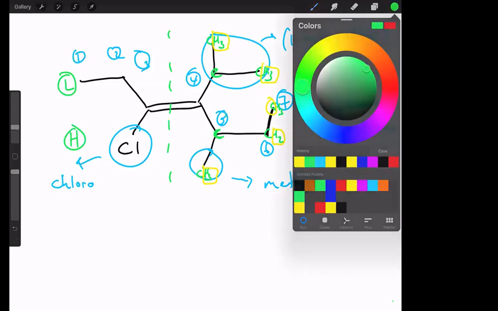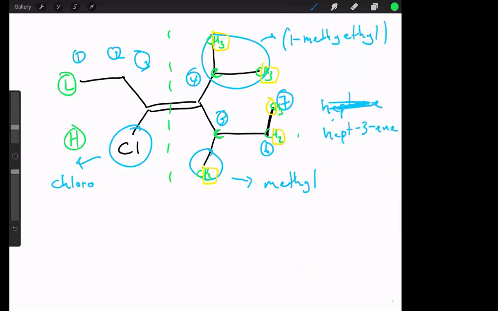And so for this case, I have high priority here, low priority there. So this is the Z version. The top is actually the lower priority group because of the tie breaking. This is the high priority group because this carbon breaks the tie. So it's Z, and so now I'm going to put it all together.